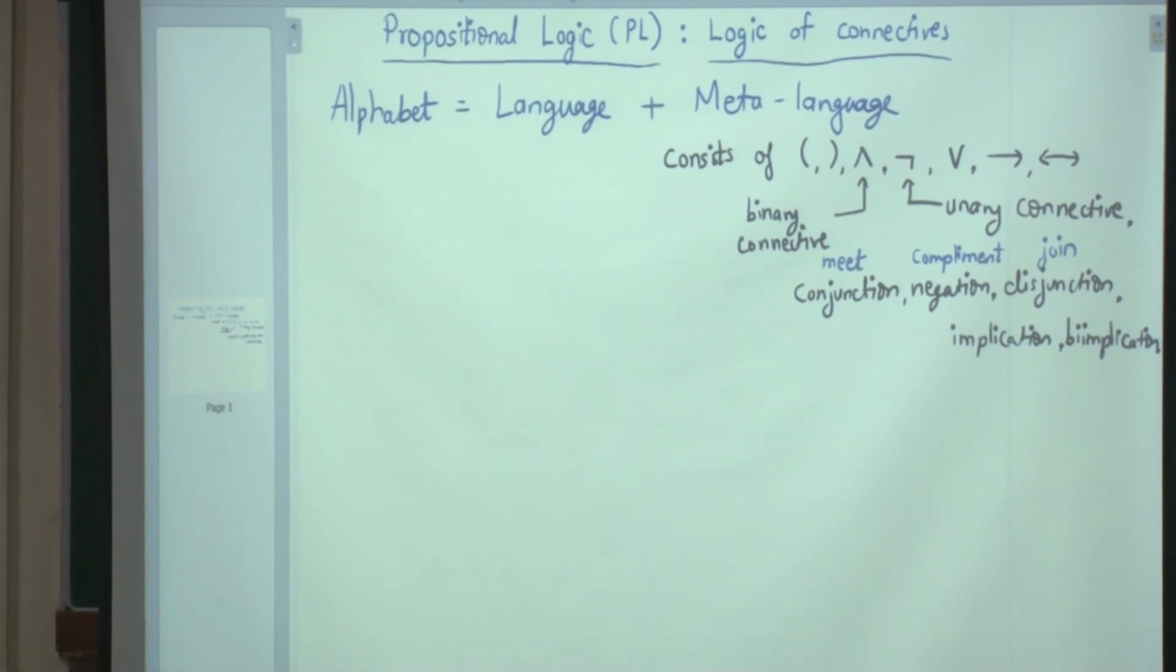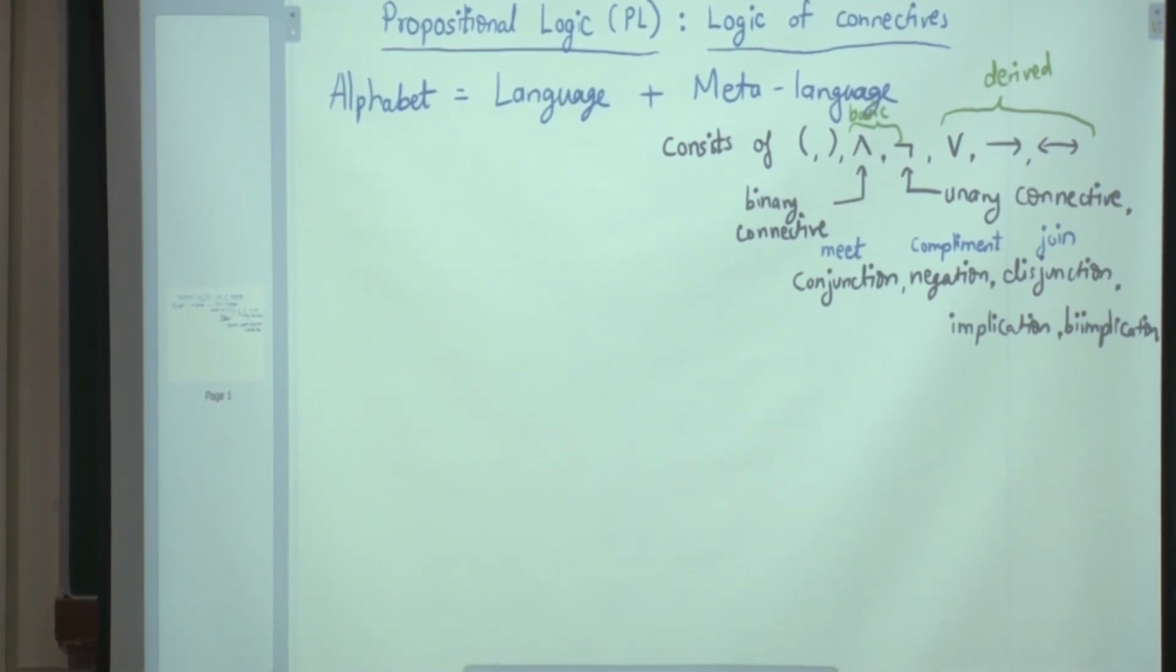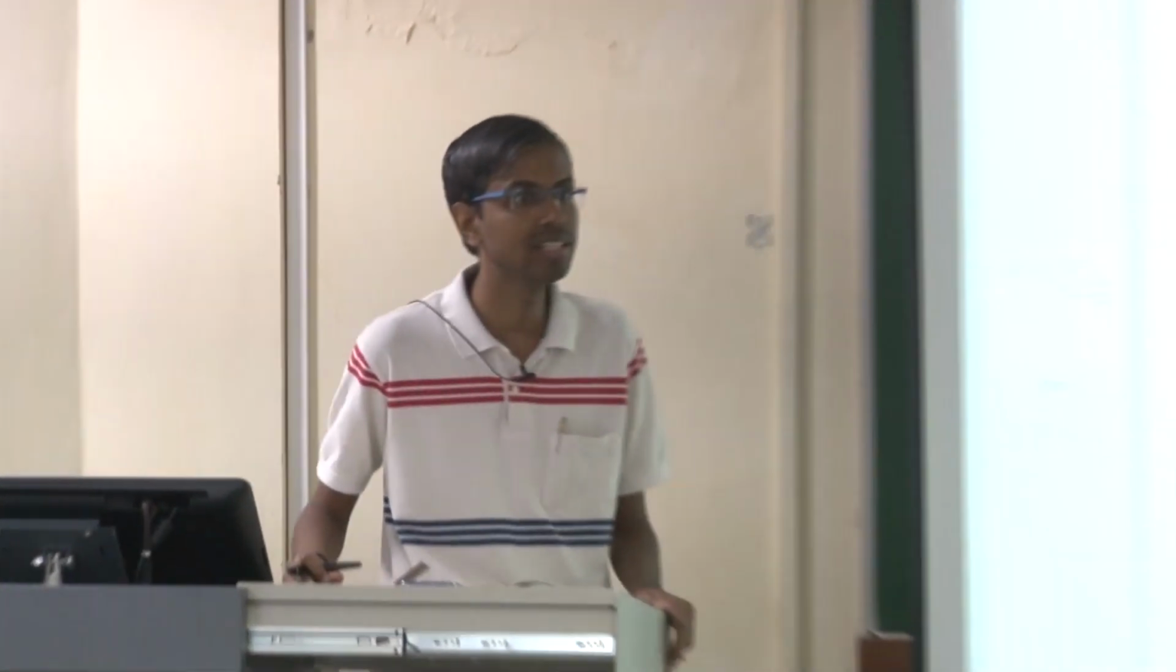Now, so far what I have not described is the language. You understand meta language? Why it is called meta? Because we do not want to change it. So for a few classes, these symbols are not going to be important. These two symbols we will call basic, and these ones we will call derived. They are derived from the basic symbols. Can you tell me how disjunction can be derived from conjunction and negation?